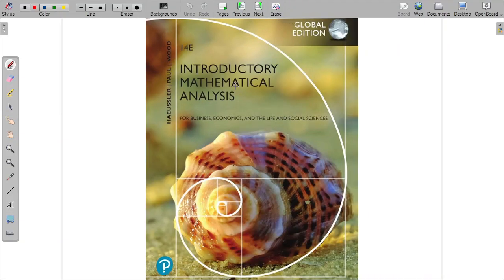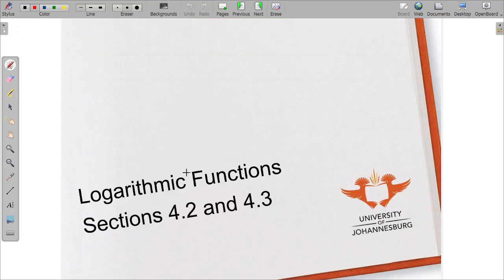Okay, welcome back to Introductory Mathematical Analysis A, and we are still in chapter 4. This time around we'll be covering chapters 4.2 and 4.3, which is logarithm functions.